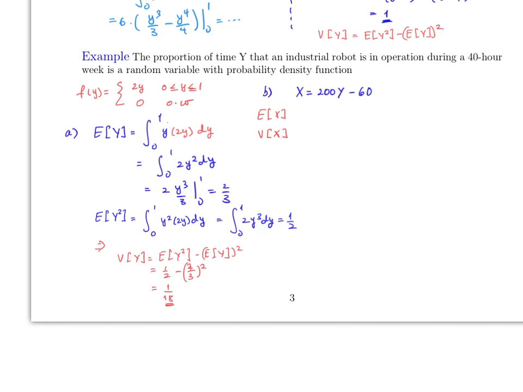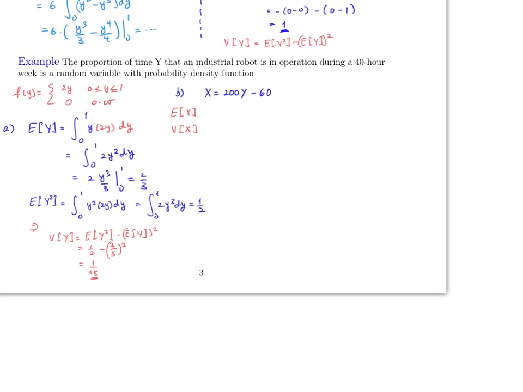Now, recall we did this in chapter 3, and I told you you were going to use these formulas over and over. So let me just write it here on the side. The expected value of ax plus b is the same thing as a times the expected value of x plus b, and the variance of ax plus b just equals a squared times the variance of x. So we have these formulas.